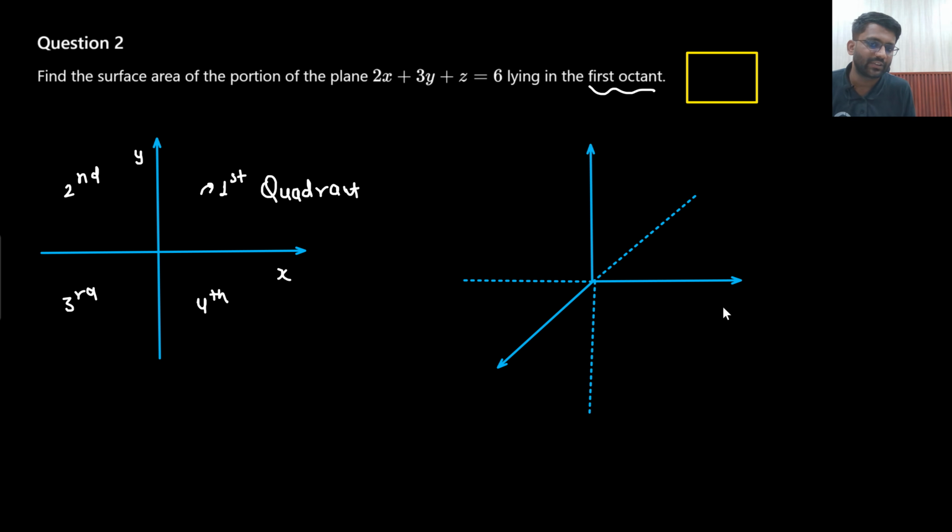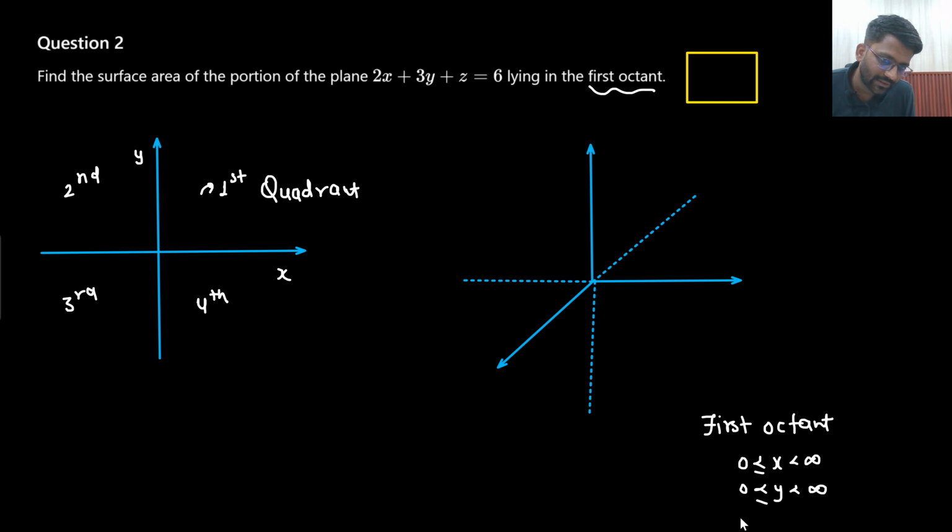And this is known as first octant. First octant means they will always talk about first octant only. First octant means all x, y, and z are positive. This is your x, this is your y, this is your z. All are positive. So this is known as first octant.